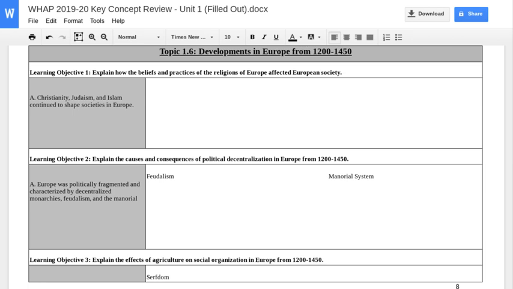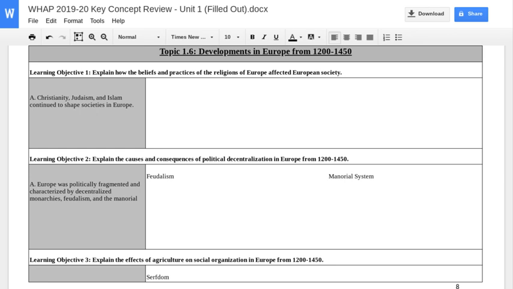So, we learn objective one. This is another one where you need to have something in this box. And I believe we did talk about it in class with the power of the medieval church. This is obviously dealing with Christianity. So make sure you circle that. And then just kind of note their power and draw some conclusions about how that shapes culture, society, whatever it is, and go from there.